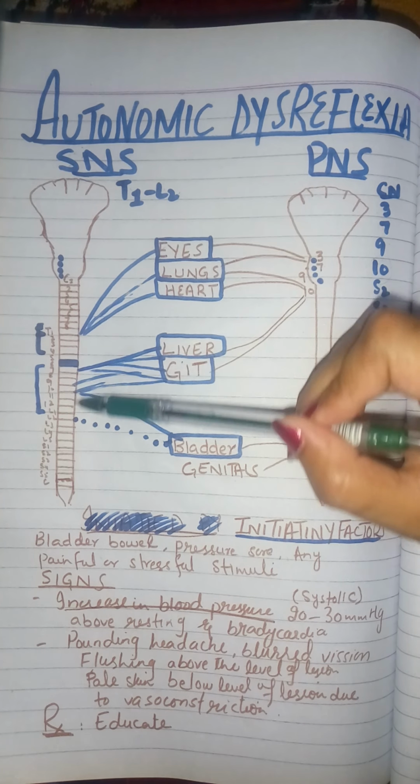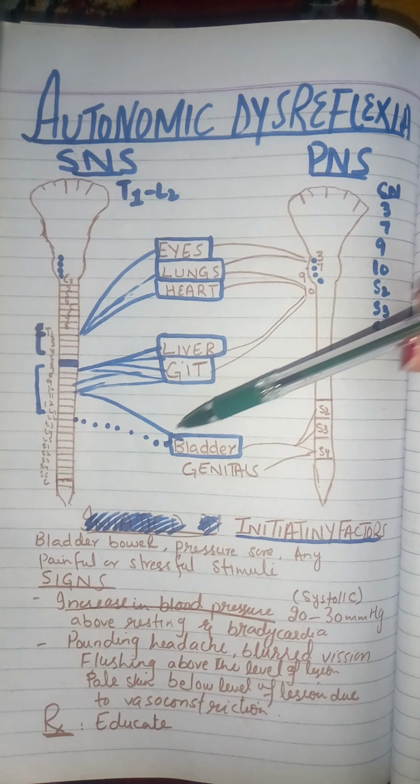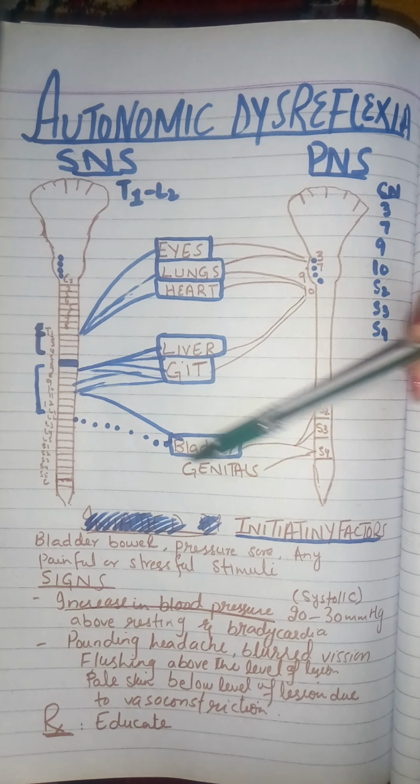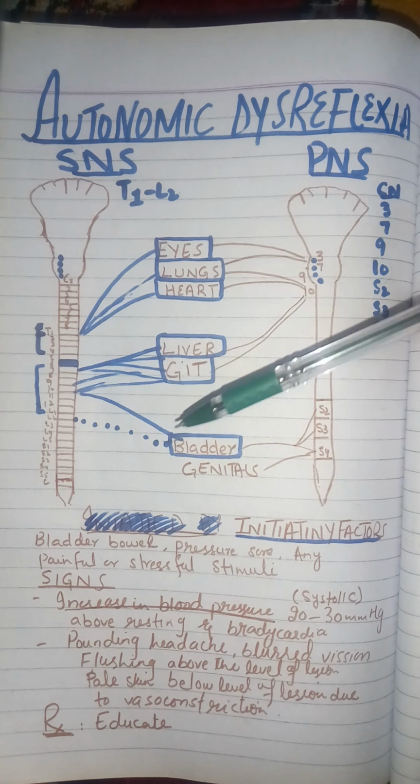Now from T6 down, the sympathetic nervous system has impact on the abdominal cavity, on the bladder, rectum, and all the organs lying below that level, below or within the abdomen.